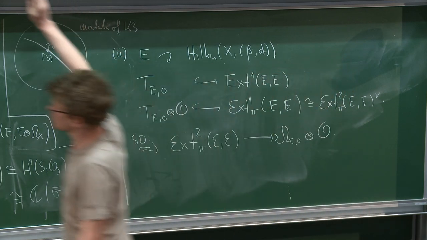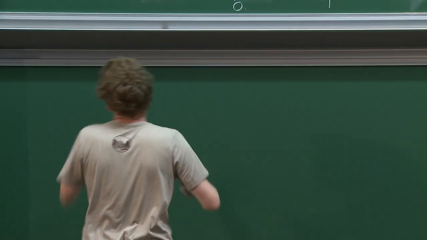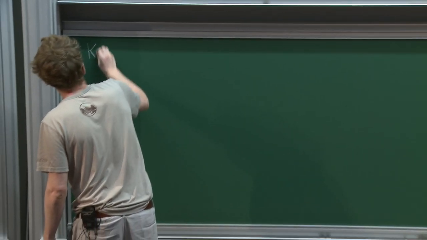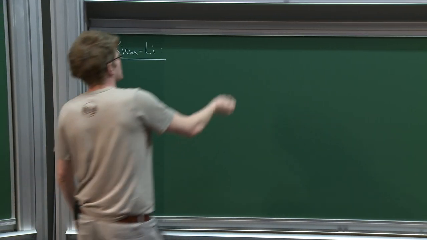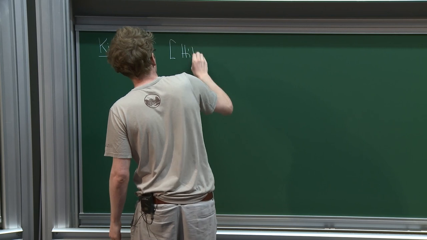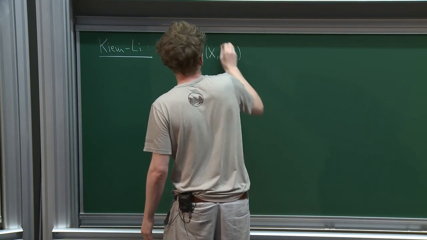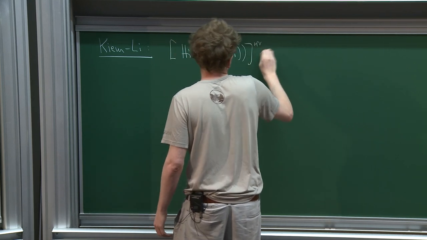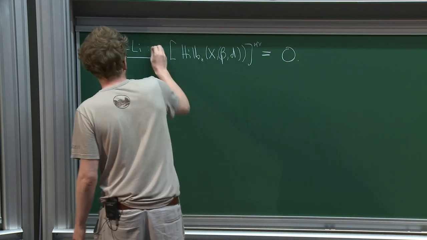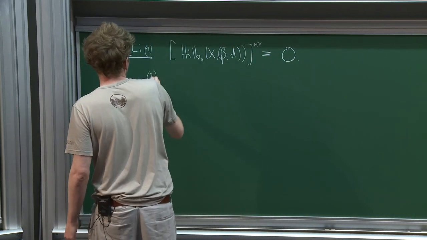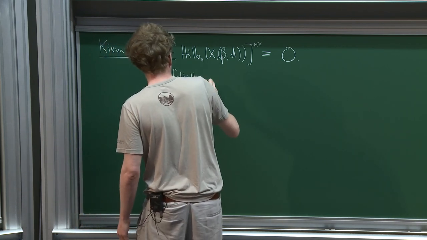And so why do we do this? Once you have that, there's this result of Kiem and Li that tells you two things. The first thing is that the virtual class that we defined with the standard obstruction theory is just zero. And the second statement is that there exists a way to fix this, which is called the reduced virtual class.